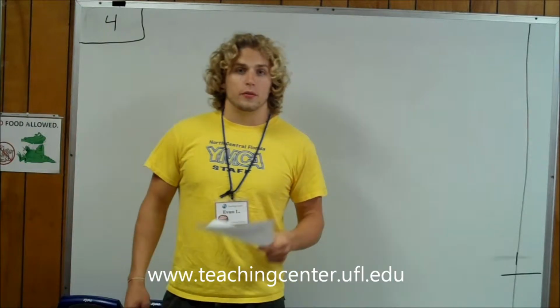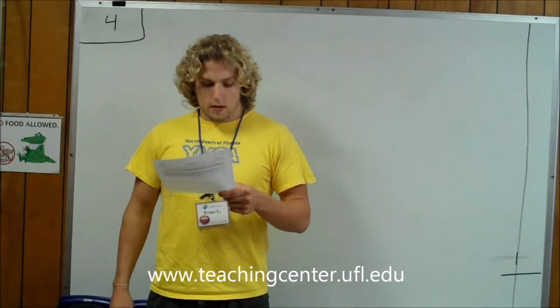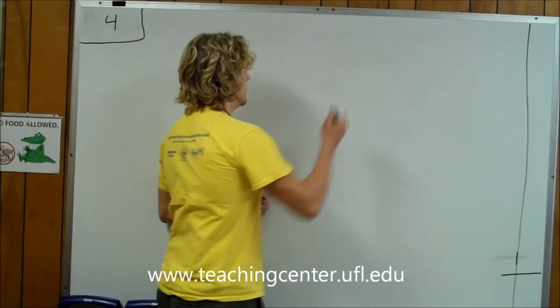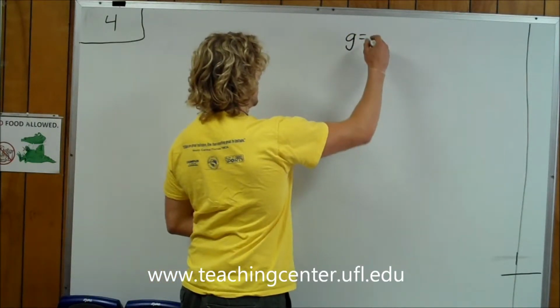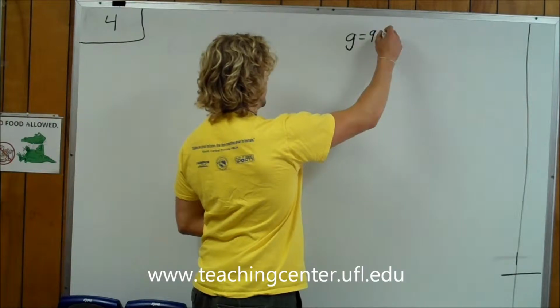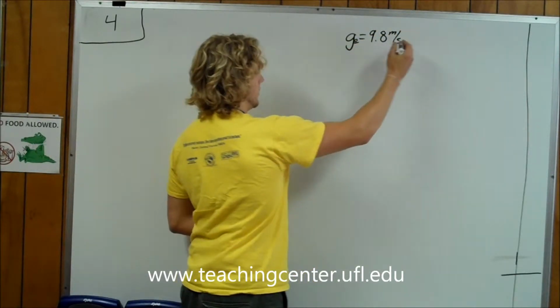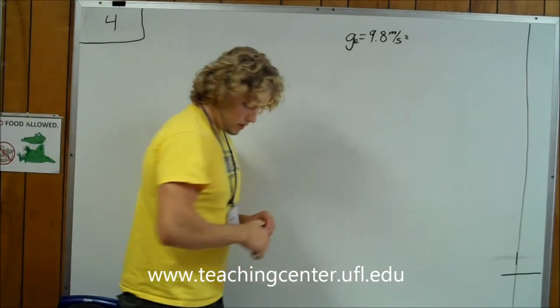Number 4 for the same exam. Mars has about 1/10 of the mass of Earth and about 1/2 the diameter of Earth. The acceleration in meters per second of a body falling near the surface of Mars is about what? So we know that g of Earth is equal to 9.8 meters per second squared.